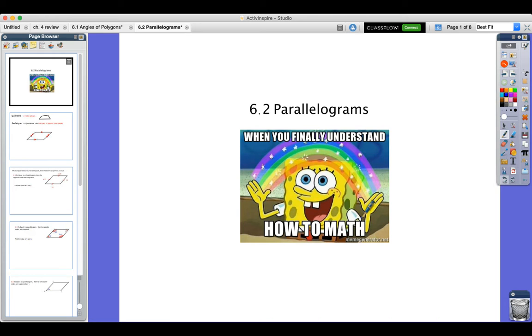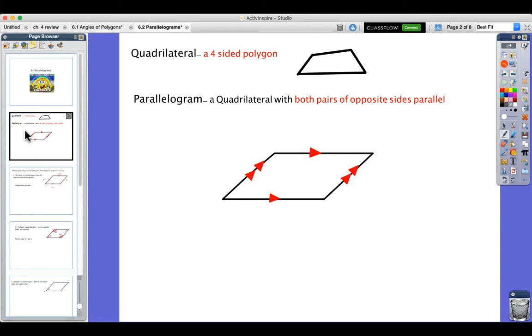Welcome back to some more geometry. We are talking about parallelograms. Let's see what we can do with those. So let's start with what a parallelogram is.